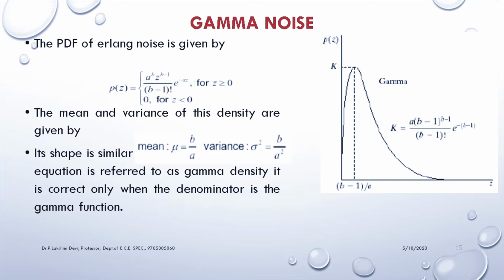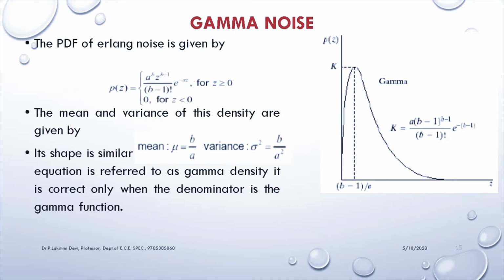The equation is referred to as gamma density. It is correct only when the denominator is the gamma function. Okay, the denominator is a gamma function. There is more or less a similarity between Rayleigh noise, gamma noise, and Gaussian noise, but the shape is still deviating to some extent.